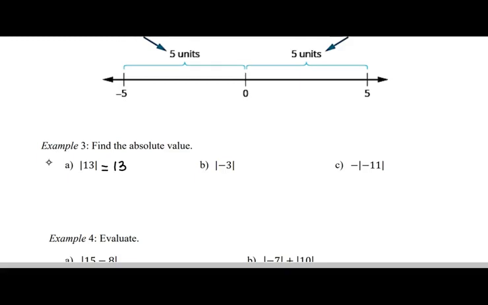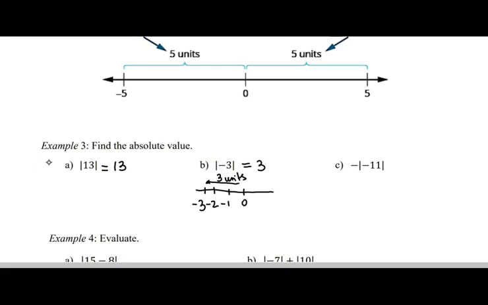So -3. Here's my 0, -1, -2, -3. So -3 would be 3 units away from the 0. So the absolute value of -3 is 3. It's how far it is from the 0.